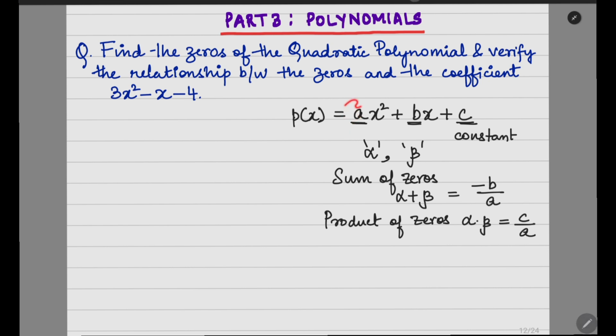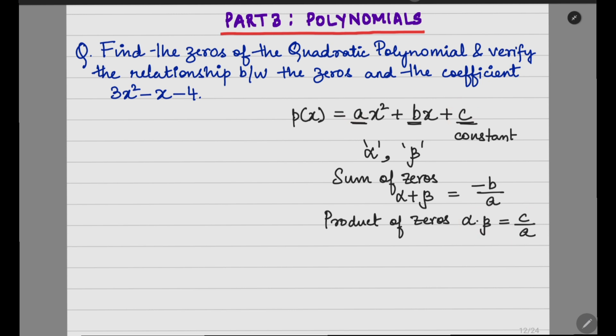I repeat again. Suppose you have a quadratic polynomial ax square plus bx plus c. A is the coefficient of x square, b is the coefficient of x, and c is a constant term. For this polynomial, suppose you are getting two roots, alpha and beta. In that case, the sum of the roots or zeros, alpha plus beta, will be equal to minus b by a, and the product of the roots, alpha multiplied by beta, will be equal to c by a.